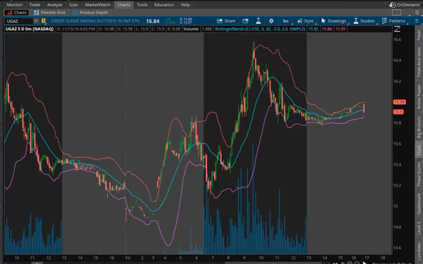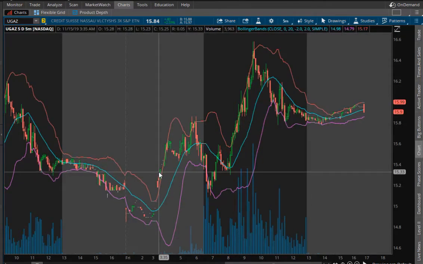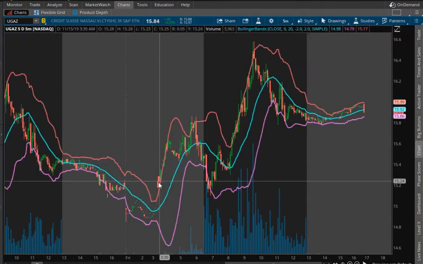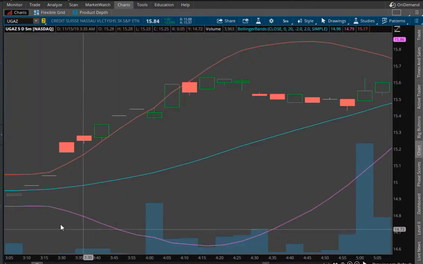So if we're looking at this, some traders like to look for the candles that break out above the Bollinger Bands as a signal that something big is about to happen. Now, unfortunately, we don't know which direction something big is about to happen. So if we were to go ahead and blow this up right here, just this section alone.